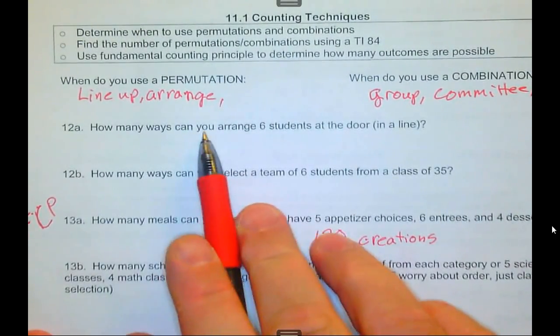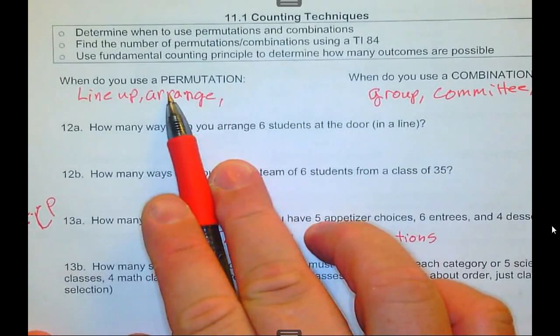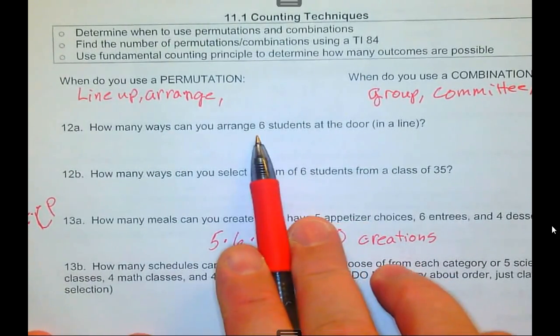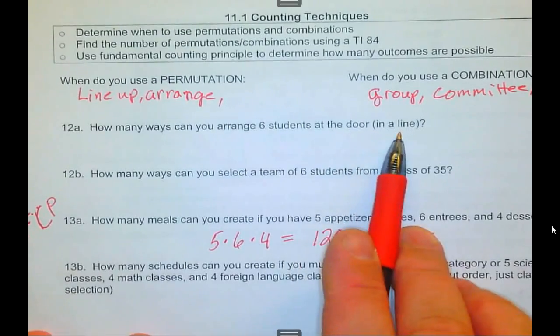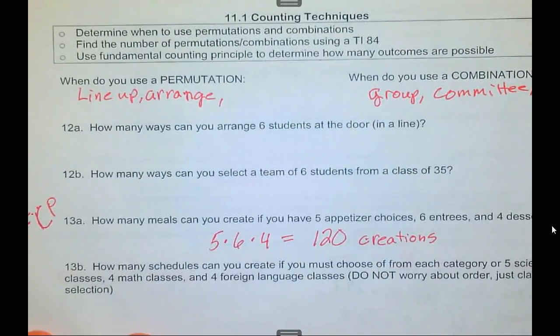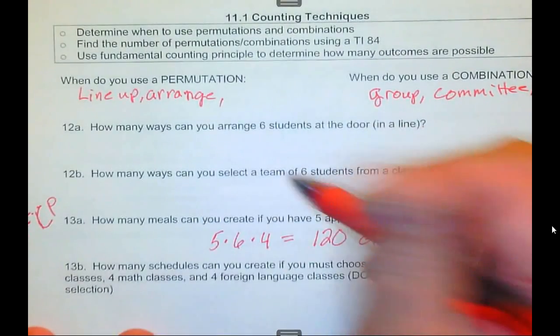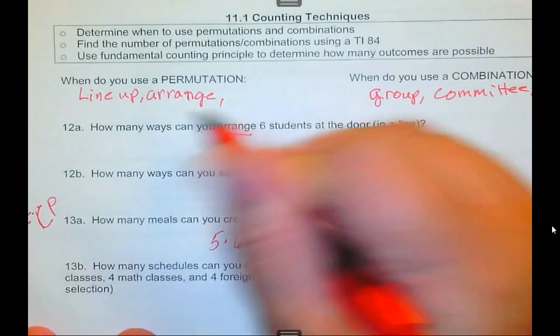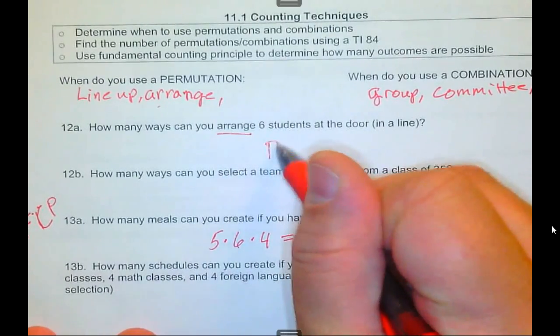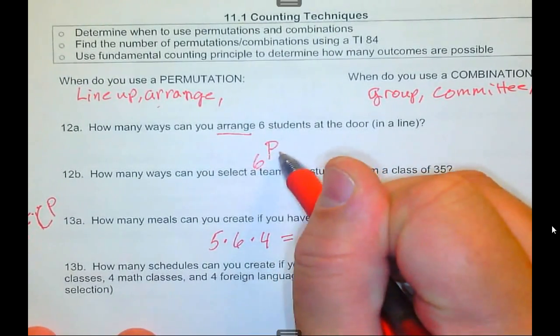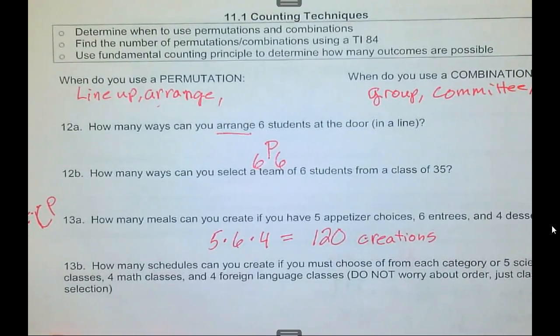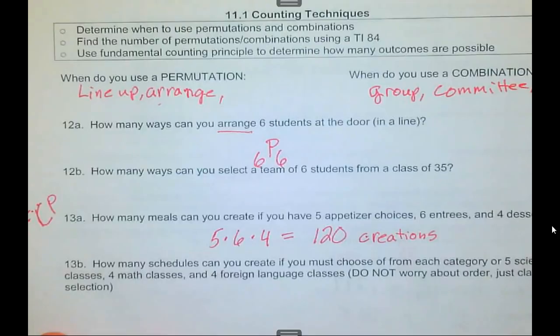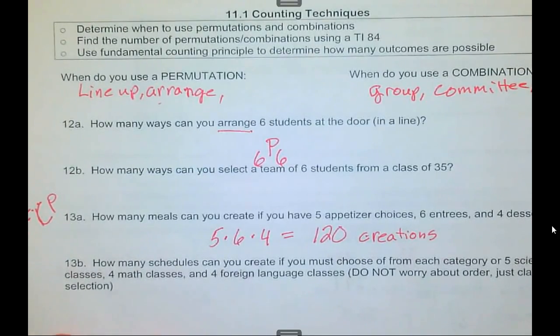How many ways can you arrange 6 students at the door in a line? So it's going to be a permutation. You can use either one. You can use a counting principle, or you can use permutation. I would use permutation because of that key word. How many? Your total is 6. You have 6 choices. 6 factorial is 30, 120, 360, 720.